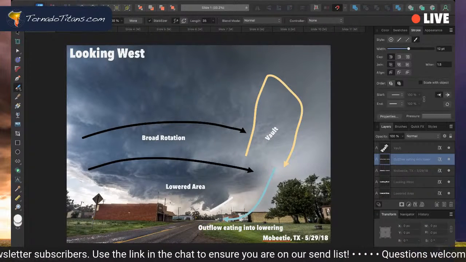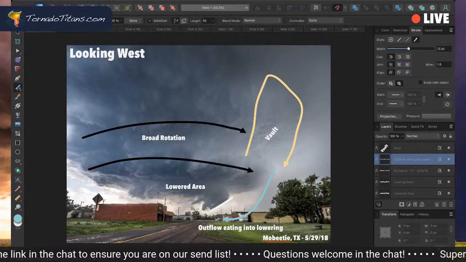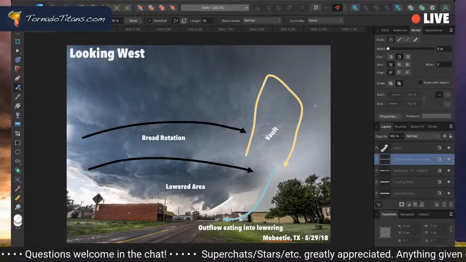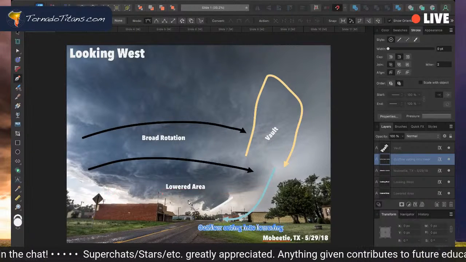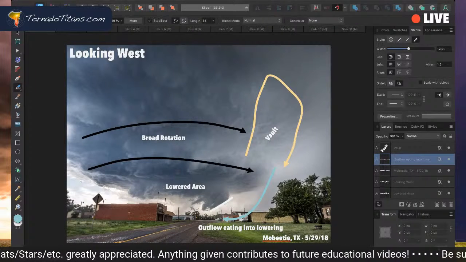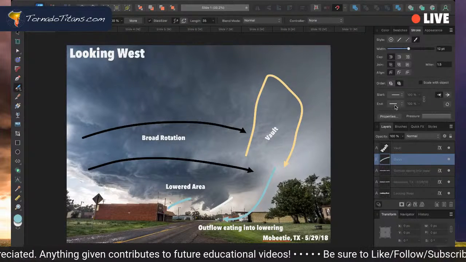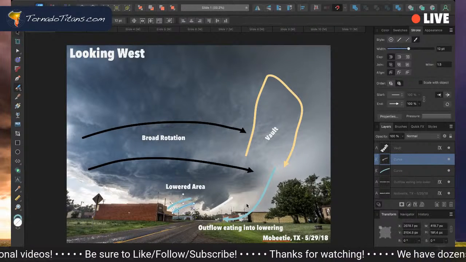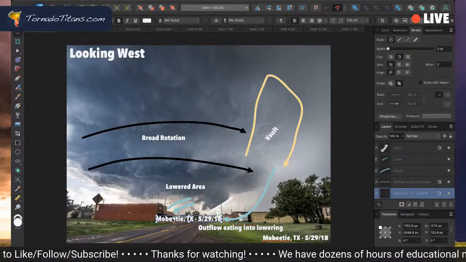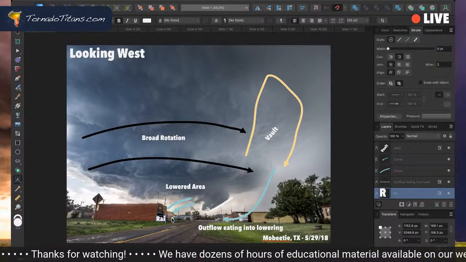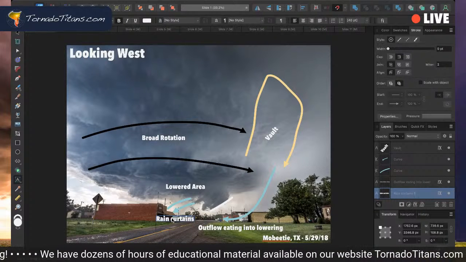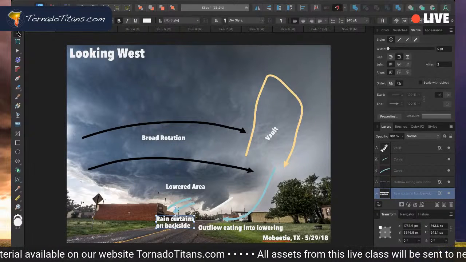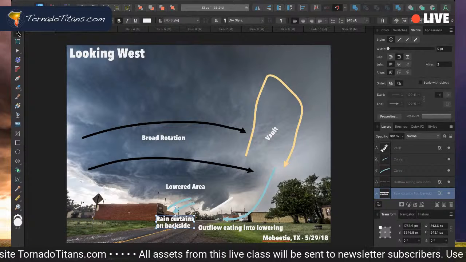Actually, let's go back up here and change the color really quick. You can see back here, these rain curtains were wrapping around. Let's try that again with an actual end to it. I'll see if that works this time. Maybe that'll work, maybe it won't. We'll find out. So right there, this is the RFD actually back there. And those wrapping rain curtains, anytime you see them on the back side of the updraft, that would be the RFD. This is what we would call wet RFD because it has rain in it. Sometimes RFD is dry.